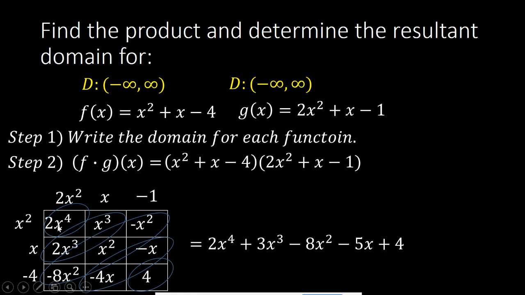So again, here we are, 2x to the fourth. It's the only one there. I add these, 2x cubed plus x cubed. I get 3 of them. I add diagonally here. I get negative 8x squared plus x squared, which is negative 7x squared, minus x squared. That's negative 8x squared. And then add negative 4x minus x, negative 5x, and that 4 is all by itself. This is the result of a second degree times a second degree. We get a fourth degree polynomial, and its domain will be the overlap between those two, which, like I said, is the easy part because it's all real numbers.